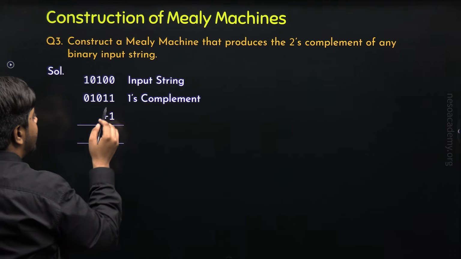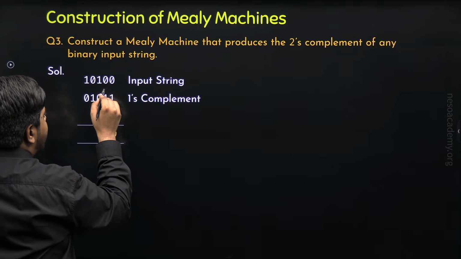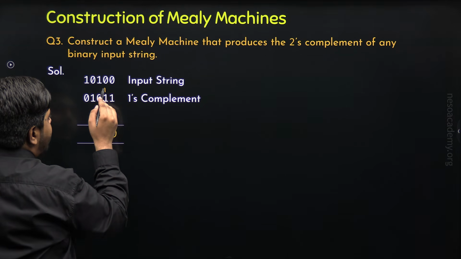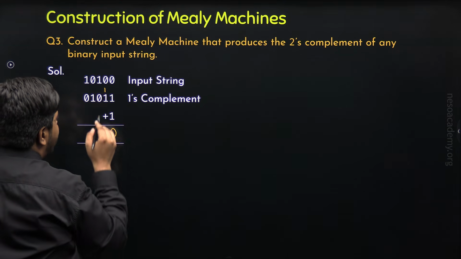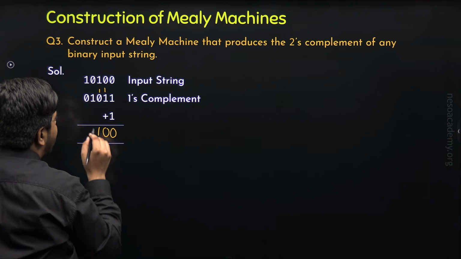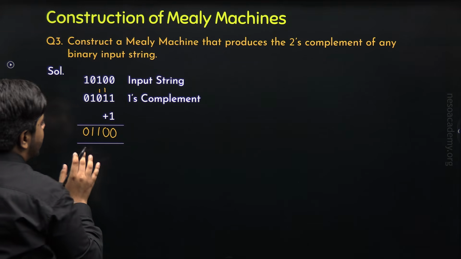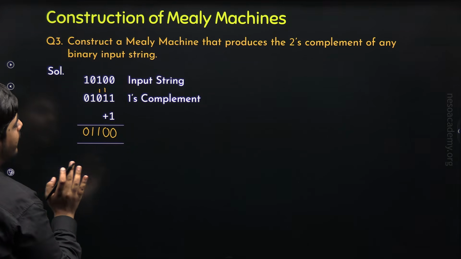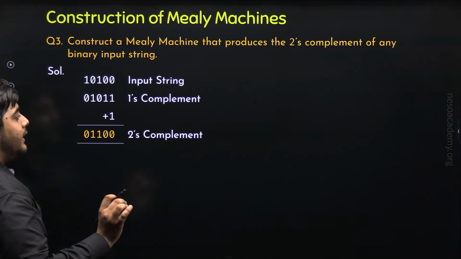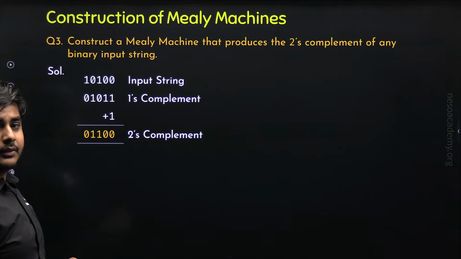After performing this binary addition, we will get our 2's complement. Let's perform it. 1 plus 1 is 0, carry 1. 1 plus 1 is again 0, carry 1. 1 plus 0 is 1, then 1 is 1, 0 is 0. So 0, 1, 1, 0, 0 is the 2's complement that we have calculated for this particular input string.